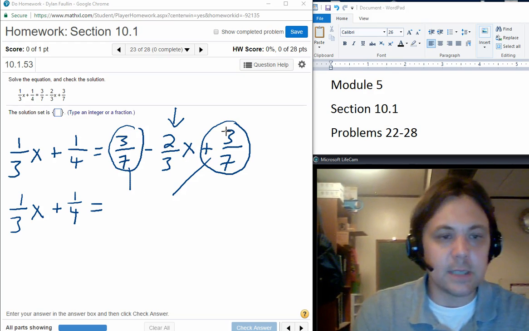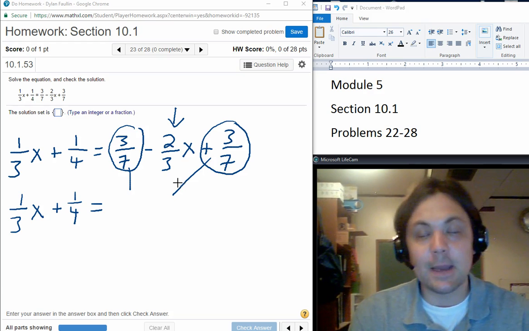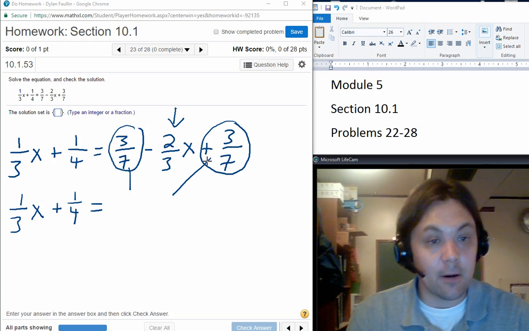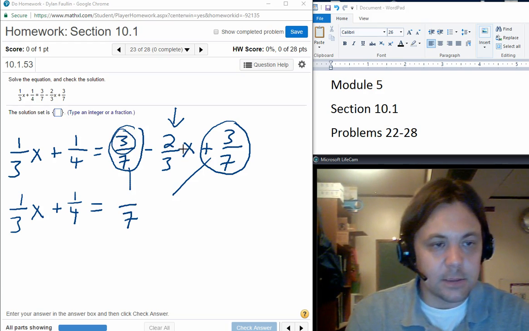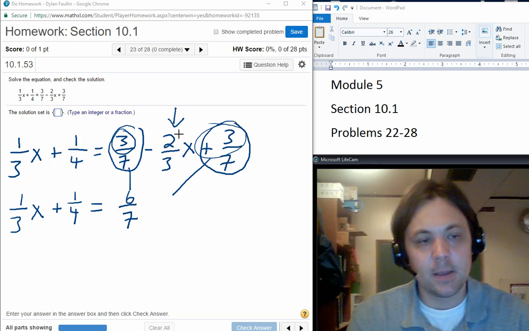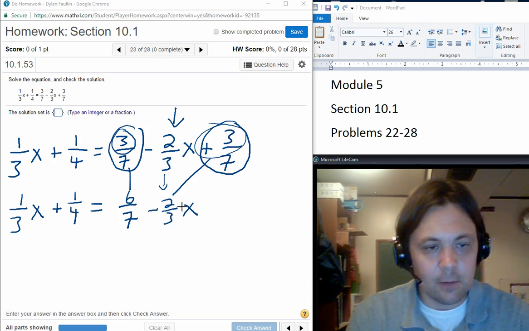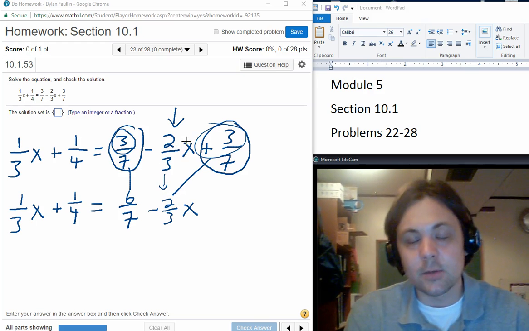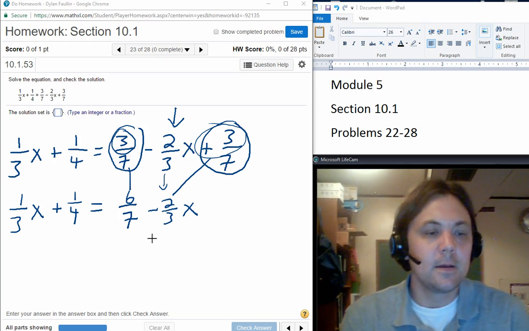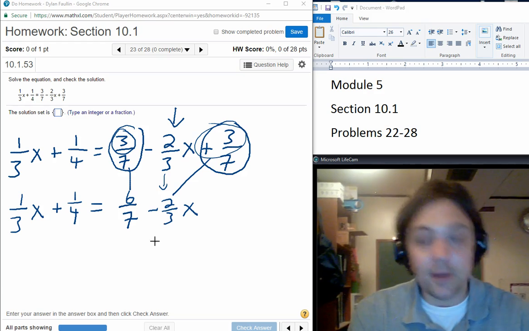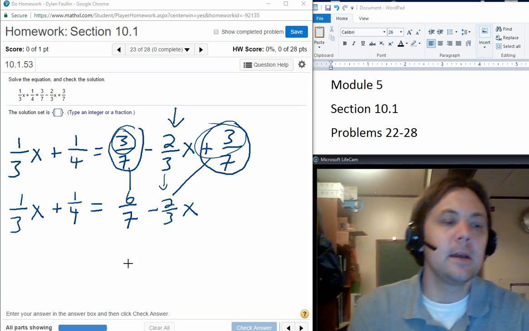So we have 3/7 plus 3/7. This is made much easier by the fact that they already have a common denominator. So the denominator will stay a 7. And we'll add the numerators. 3 plus 3 gives me 6. And then I'm just going to copy down the minus 2/3 x. Right? We ignored it for combining these two terms together, but it's still there, and we still need to copy it down.